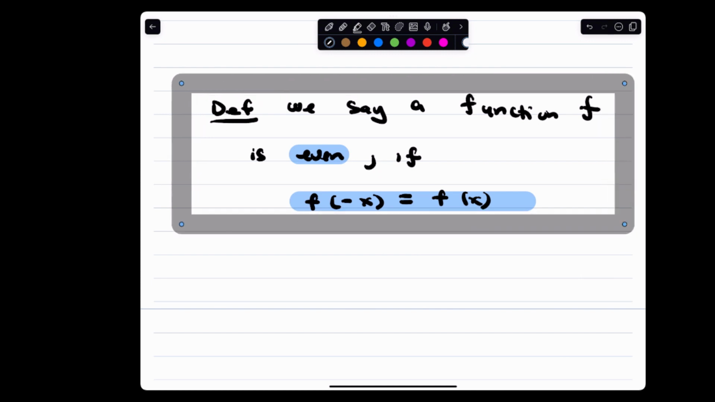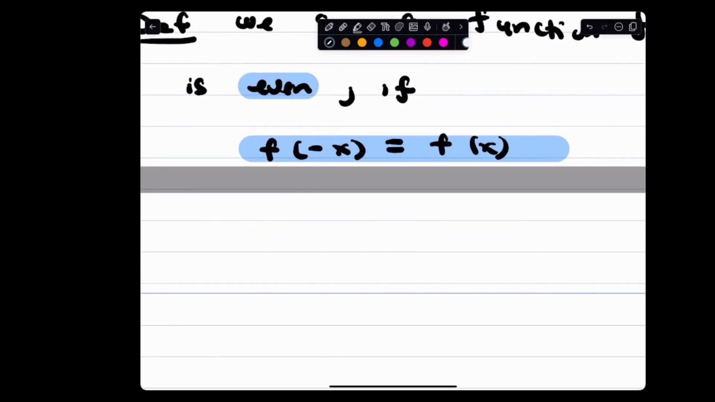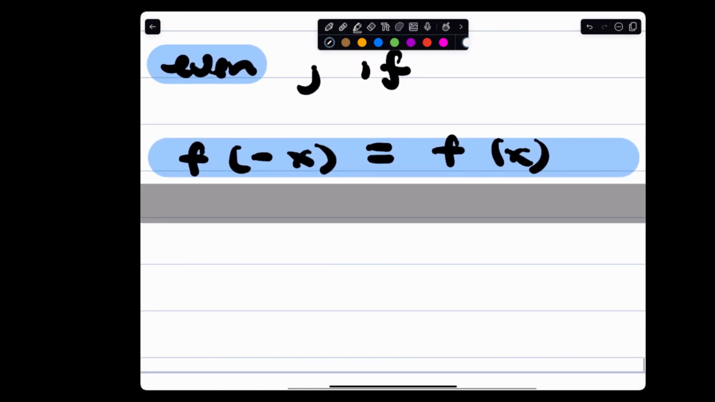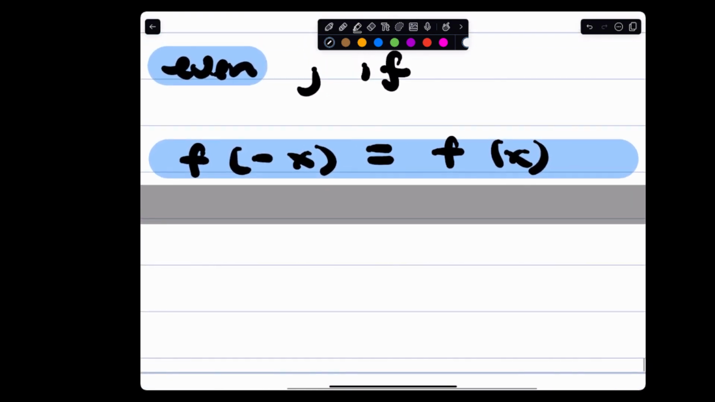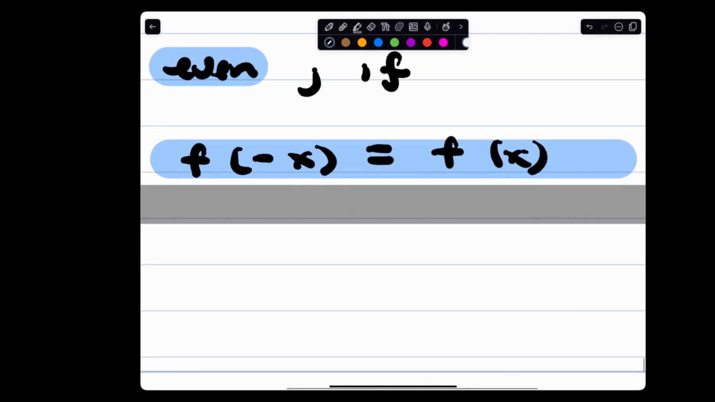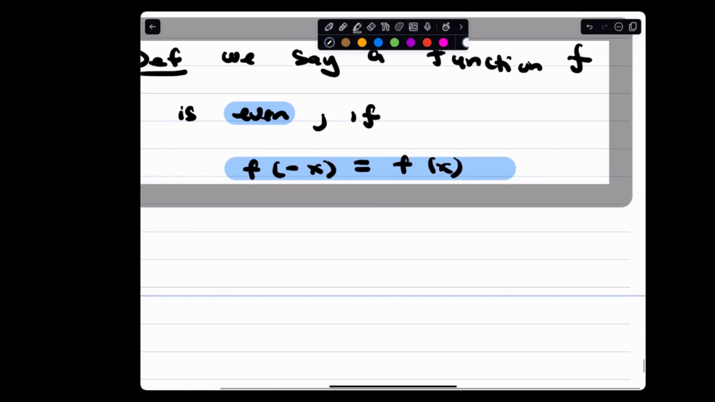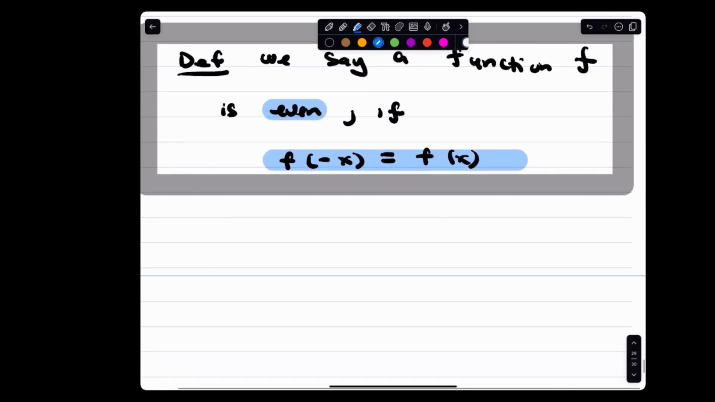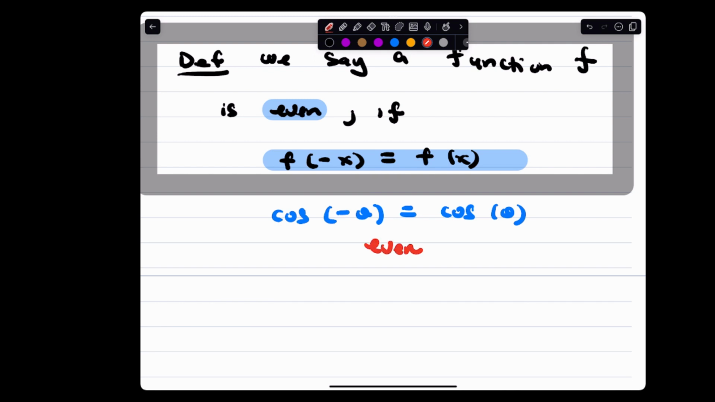What does that even mean? If you change the input, and you make it negative, that's the same as if the input was positive. Have you ever seen that today? Which function has this behavior? Yes, cosine of minus theta is what? That's what we mean. What does it mean about cosine then? Cosine's even, ladies and gentlemen.